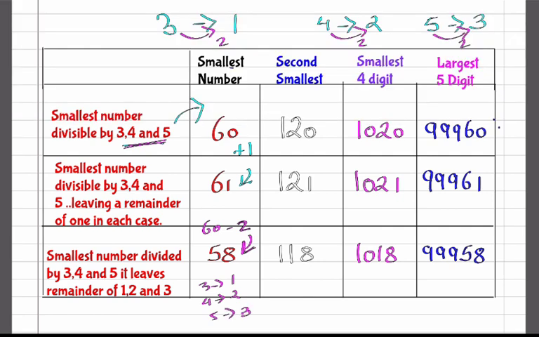If I ask you for the second smallest, just take the multiple of this, into 2. If I ask you for the smallest 4-digit number here, you will find 1020. How do you do this now?